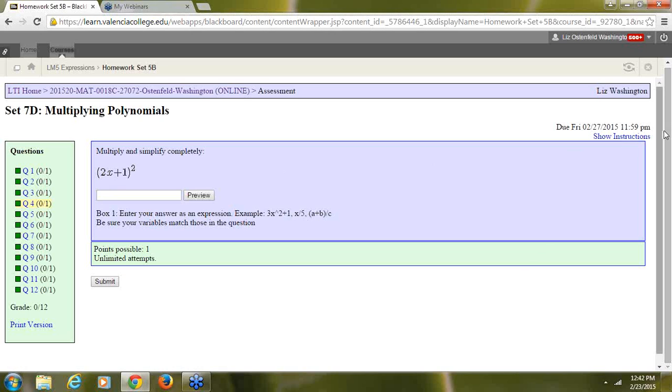Same thing here. I have a set of parentheses being squared. That means that I write whatever is inside that parentheses however many times my exponent tells me to. And this is twice. Again, once you do that, it is a FOIL problem.